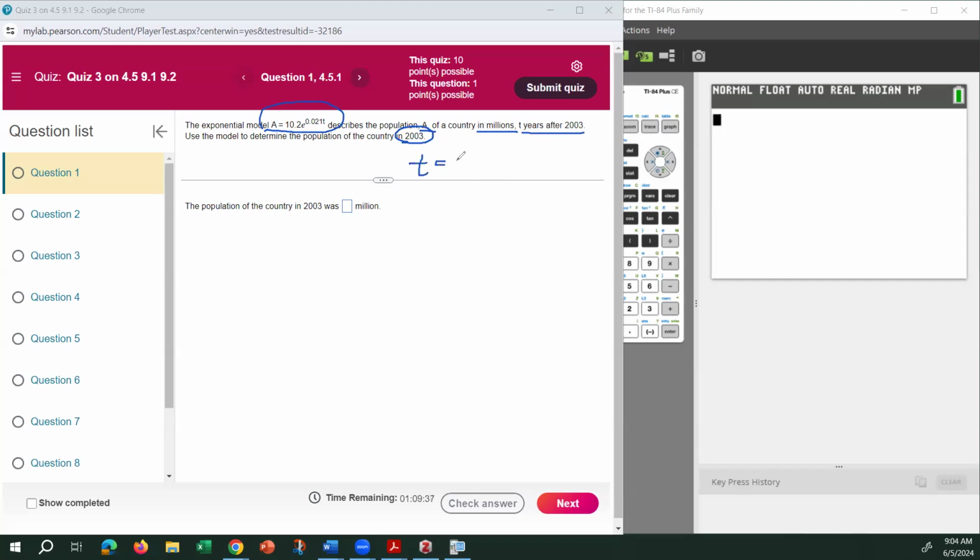So if T is years after 2003, and it's 2003, then T is 2003 minus 2003. So T is going to be 0.